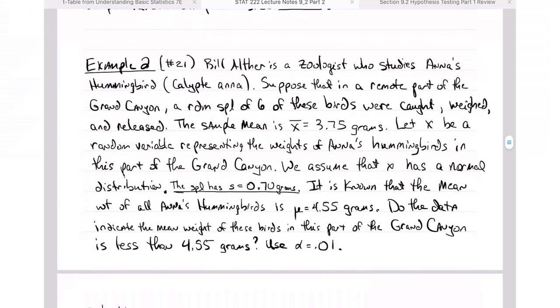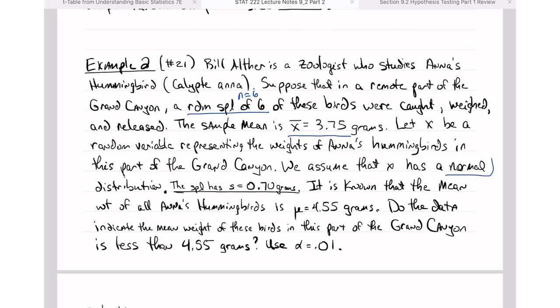Let's look at our second example again. Bill Althor is a zoologist who studies Anna's hummingbirds, the Calypte anna. Suppose that in a remote part of the Grand Canyon, a random sample of 6, so this tells me n is equal to 6, of these birds were caught, weighed, and released. The sample mean, x bar, is 3.75 grams. Let x be a random variable representing the weights of Anna's hummingbirds in this part of the Grand Canyon.